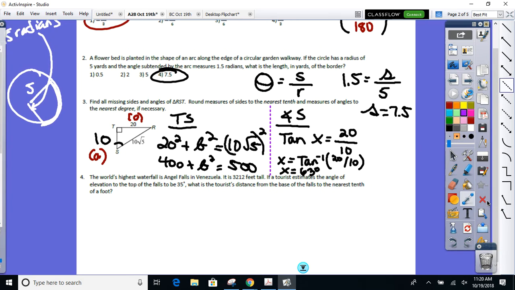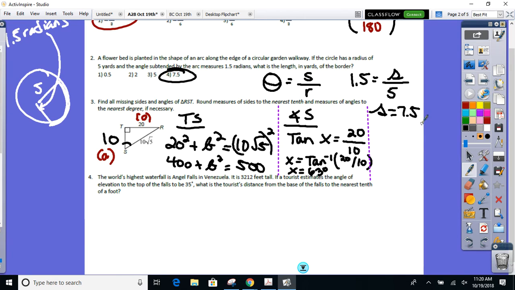Whew, still not done, huh? Why not? I have one more. What haven't I found yet? Angle R. No SOHCAHTOA, no Pythag, no nothing needed here. You tell me why. Oh, go ahead, Anna. But I was going to ask one of your group mates because he was the fact finder yesterday with this.